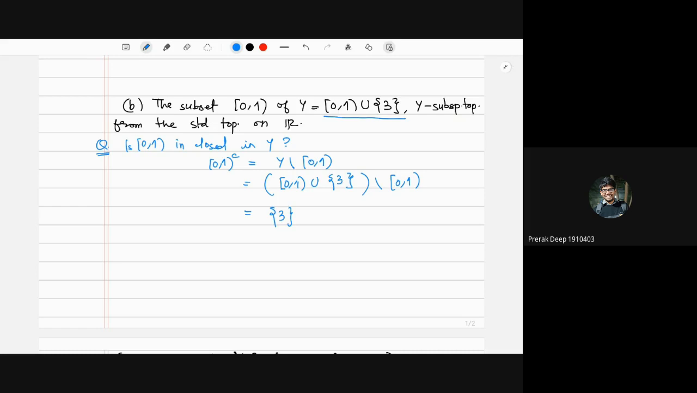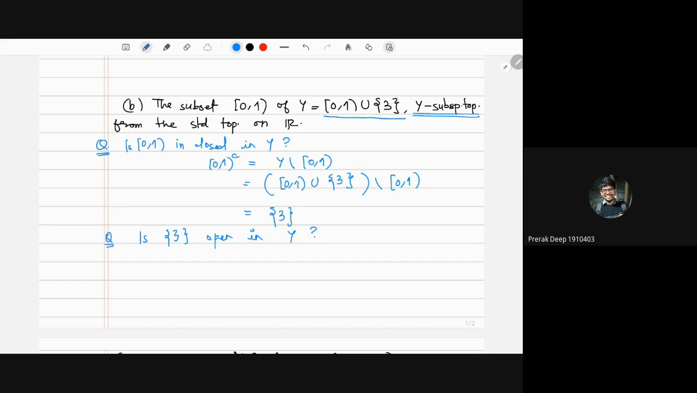And now the question translates to: is the singleton {3} open in Y? If it is open in Y, then your original subset will be closed. Now how do we check whether a set is open or not? You need to say whether it belongs to the given topology on that space. So what is the topology on Y? Y has a subspace topology on it, right?